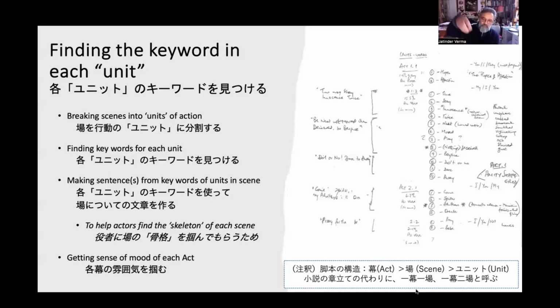What I think this helps us to do is to discover what I feel is the skeleton of each scene. Not the flesh, but what is the skeleton? What is it that holds the scene up? And what holds the scene are the words, the key words. And once you have the key words, you can improvise and get the sense of the mood, the feel, the taste of each scene.